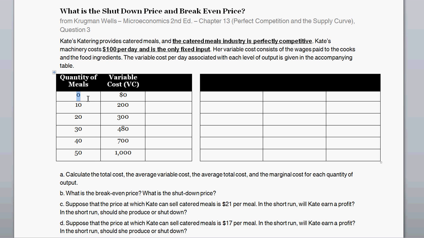So if Kate produces zero meals, the variable cost is obviously zero. If Kate produces 10 meals, then the variable cost is 200. That goes to cooks and to ingredients. For 20 meals, the variable cost is 300. For 30 meals, the variable cost is 480. For 40 meals, the variable cost is 700, and so on and so forth. So first off, we're going to calculate the total cost.